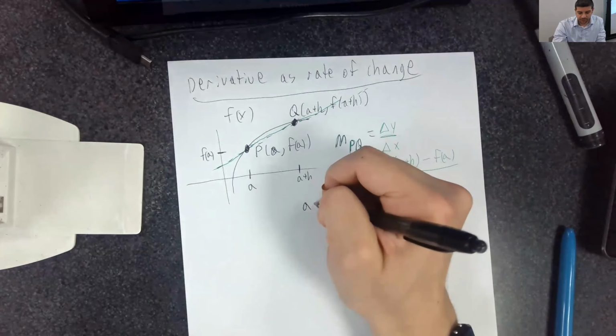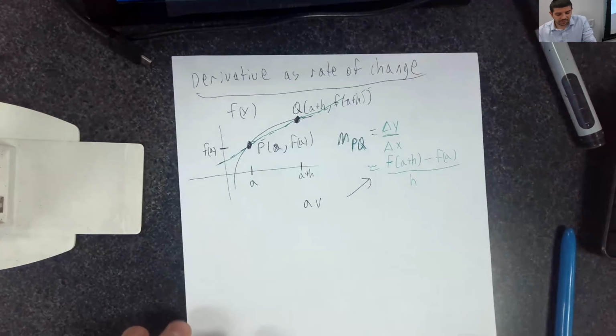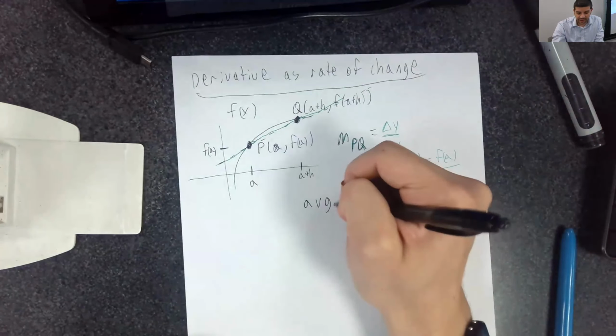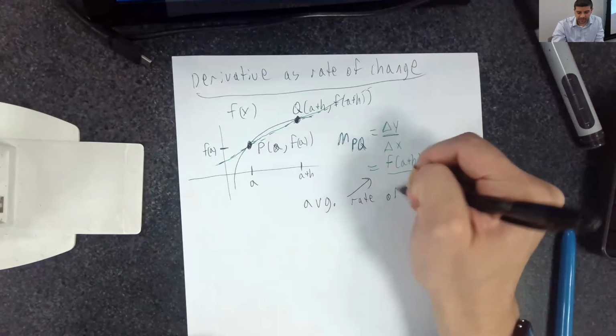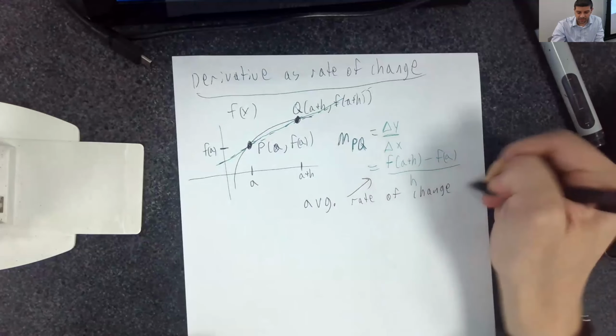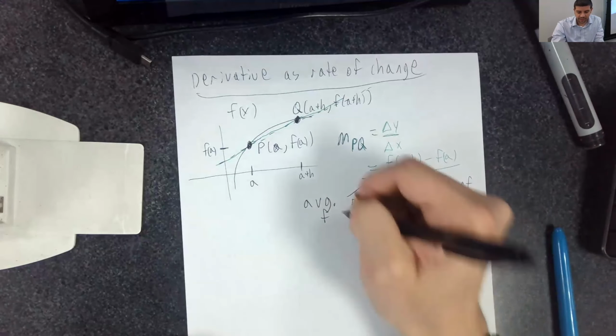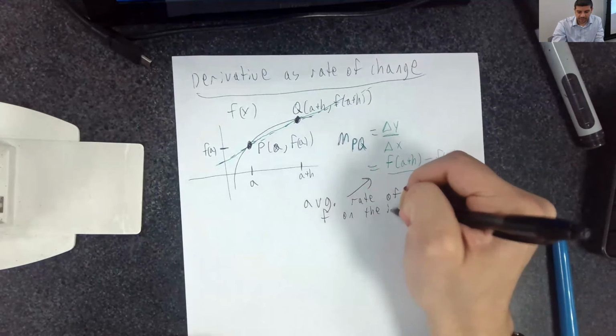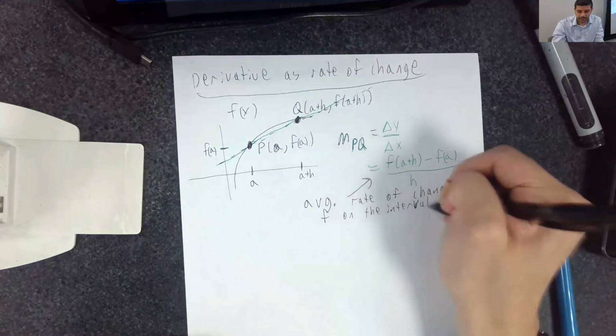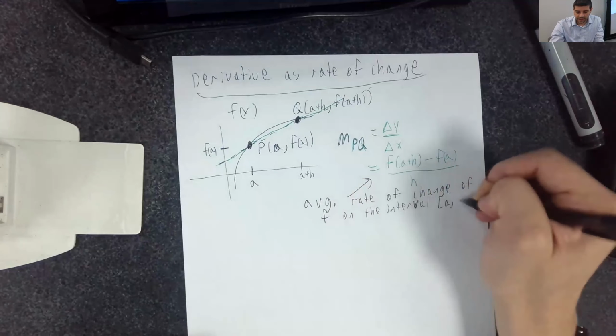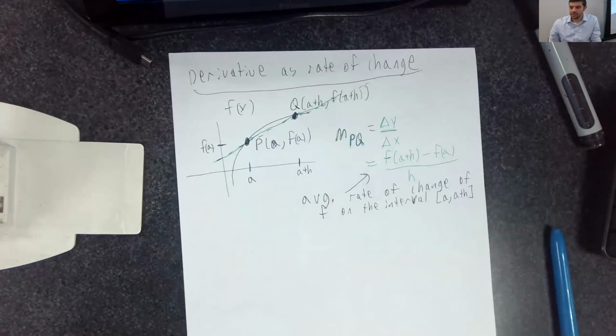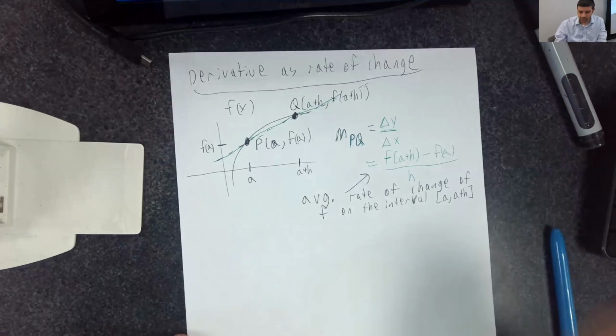Right, so just like we saw with velocity, if f is not position, it's just a regular function, then this is just the average rate of change of f on the interval a to a plus h. Okay, so the secant slope will give us the average rate of change. On average, how much did the function change from a to a plus h?